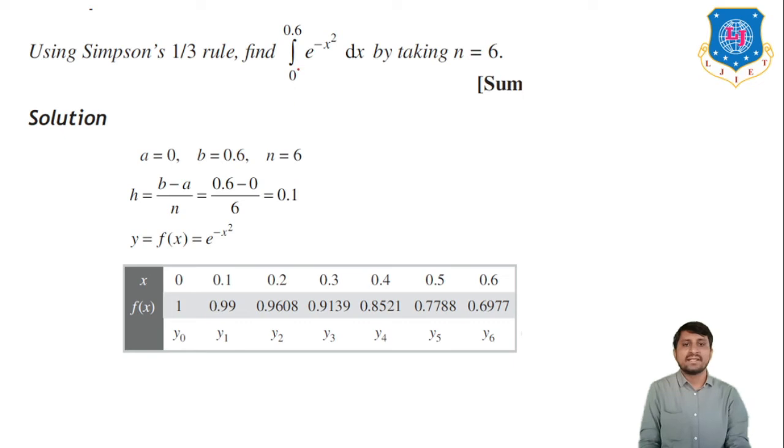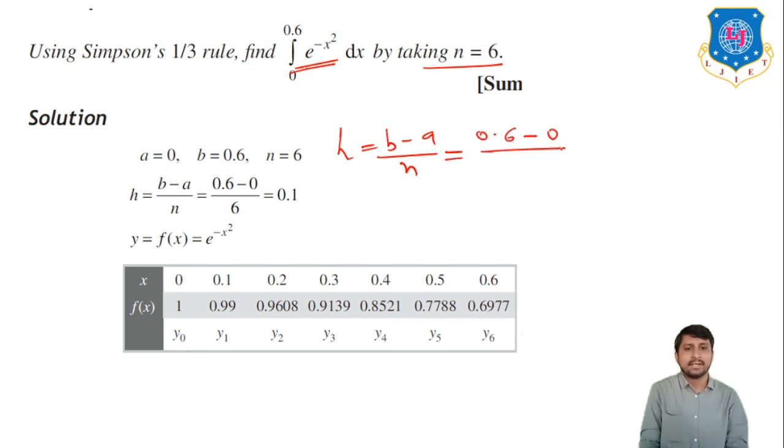So we want to find the integral of e raised to minus x square from 0 to 0.6 by taking n equal to 6. Since n is given, you can find h. H is equal to b minus a upon n, where b is the upper limit, 0.6, the lower limit is 0, and n is 6. So 0.6 divided by 6 gives 0.1. Now f of x is e raised to minus x square.